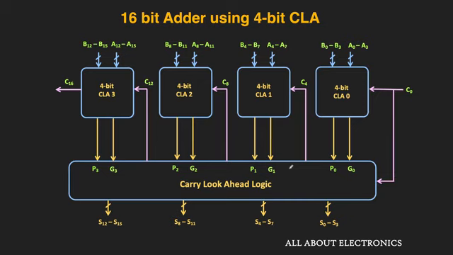Here, each 4-bit CLA has its own carry look-ahead logic, and on top of it, there is one more carry look-ahead logic block which generates the carry for each block. If we compare this design with the 16-bit ripple carry adder, then it is 4 times faster. This is the more standard approach for designing a 16 or 32-bit adder using these 4-bit CLA blocks. So in this way, by using the hierarchical approach, we can build even 16 or 32-bit adders.